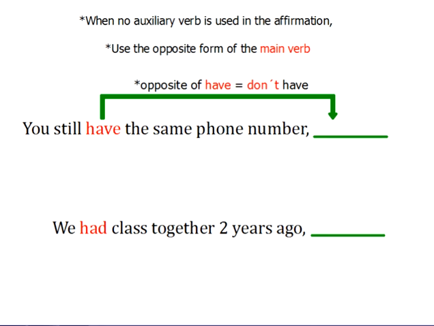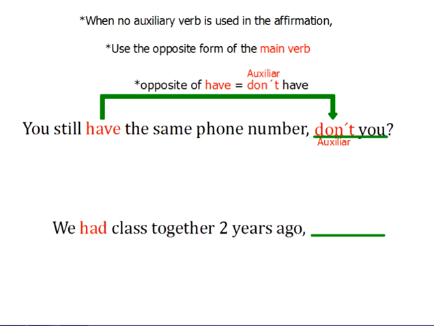And now I can see that I have an auxiliary. I have don't have. So in this context, when I don't see the auxiliary, I have to think the opposite. And usually with the opposite, I will then see what the auxiliary verb is, and I will know what type of auxiliary to use. So the tag question is, you still have the same phone number, don't you? And I'm using don't as the auxiliary.